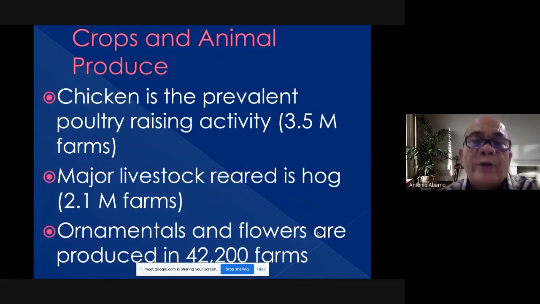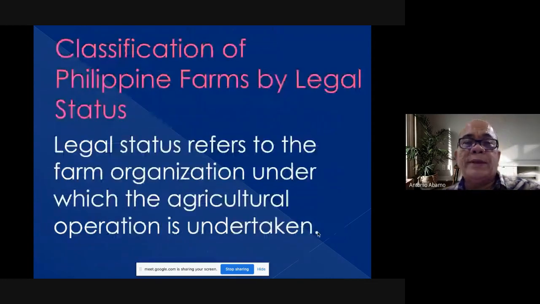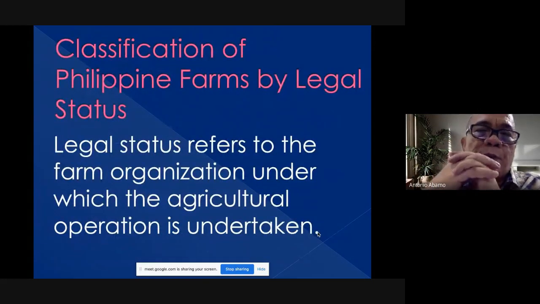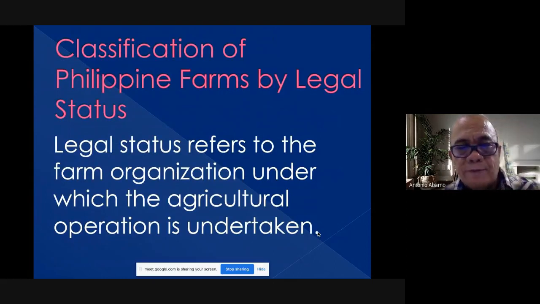with about 2.1 million farms producing several millions of kilograms of pork, but when you talk about our consumption, it's still not enough. What we produce in terms of hogs is not enough for our domestic consumption. We actually import a lot of pork from other countries because our hog industry is not able to meet the demand of our local consumption. We also produce ornamentals or flowering plants, about 42,000 ornamental enterprise operators.